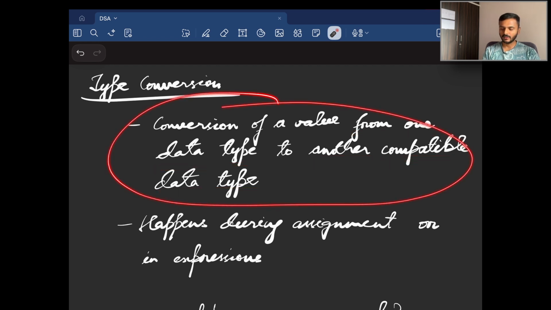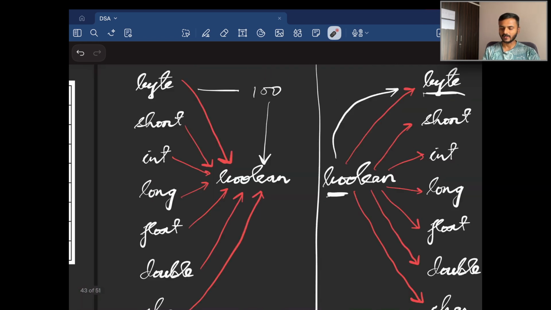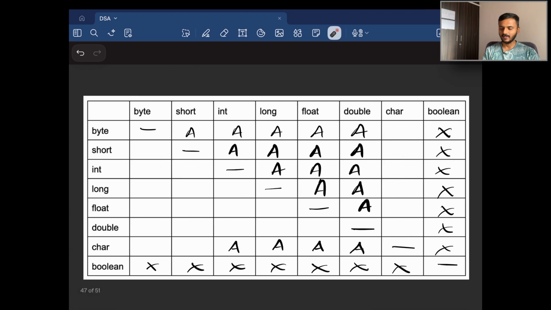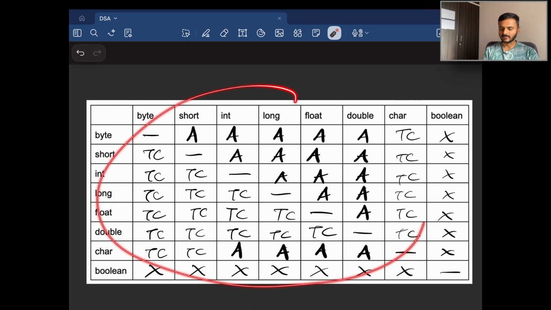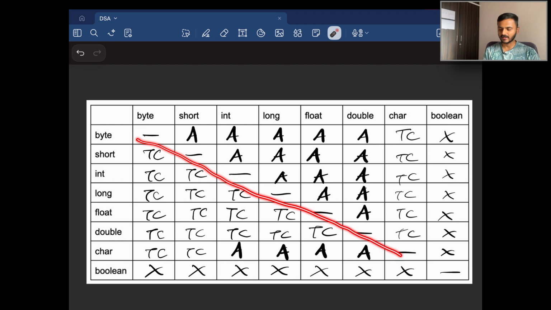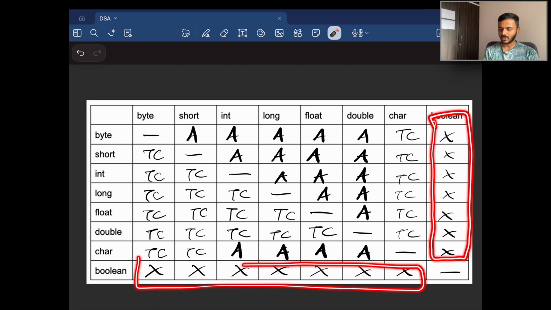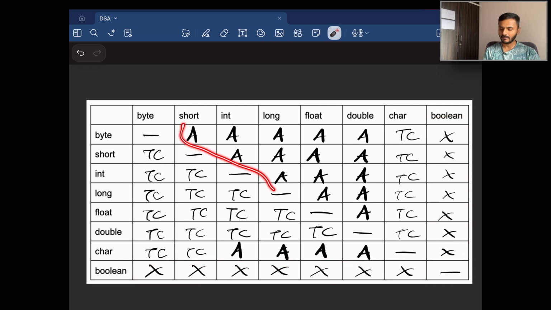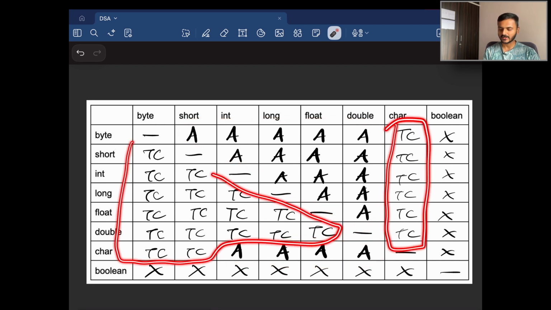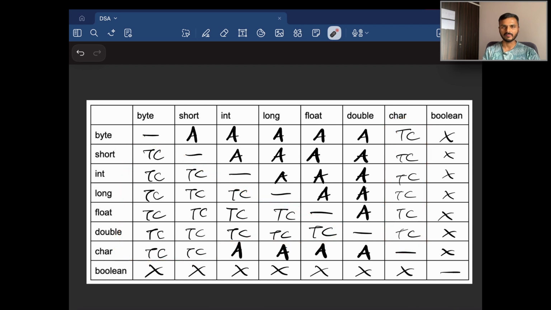And taking this into consideration, we get a table, and that table at the end looks like this, where we have some pairs where conversion won't take place because both the data types in the pair are the same. We also have some pairs where the conversion is not possible because they are not compatible. We have some pairs where the conversion takes place automatically, and we have some pairs where we can go for conversion, but we will have to force the conversion.